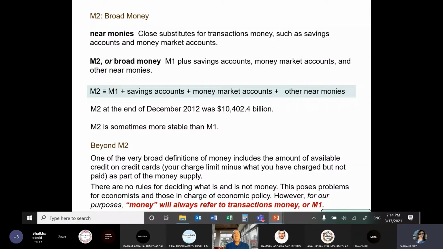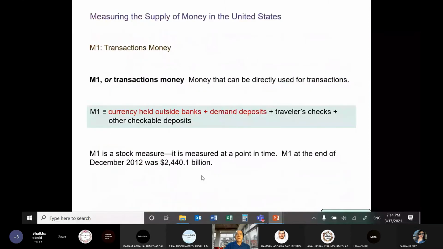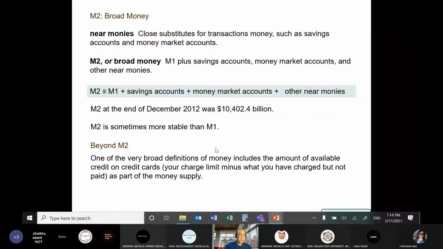M2 equals M1 plus savings accounts plus money market accounts plus other near monies. M2 at the end of December 2012 was 10,402.4 billion. M2 is sometimes more stable than M1. So M2 is much more than M1. If you see M1 is 2.5, but M2 is 10, so it is much more than M1.